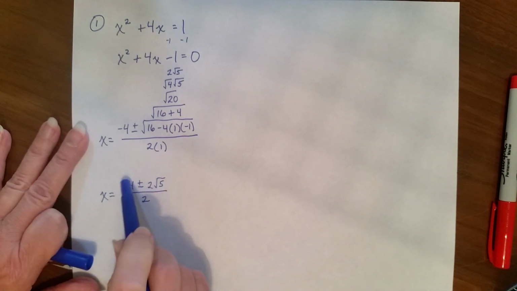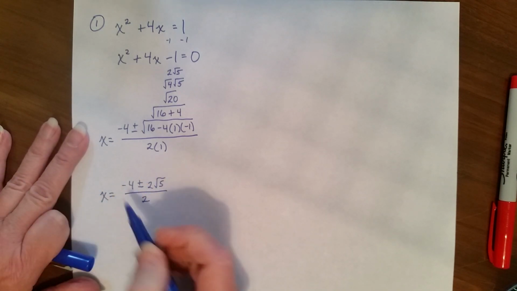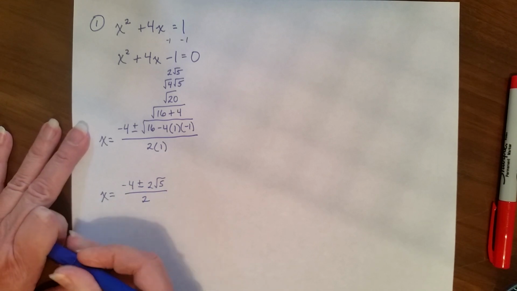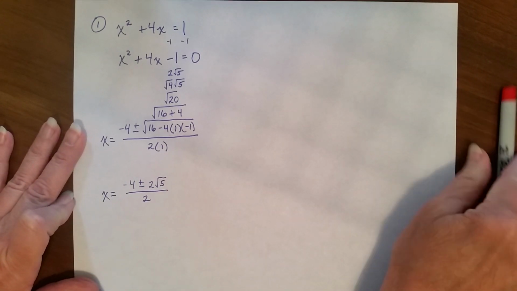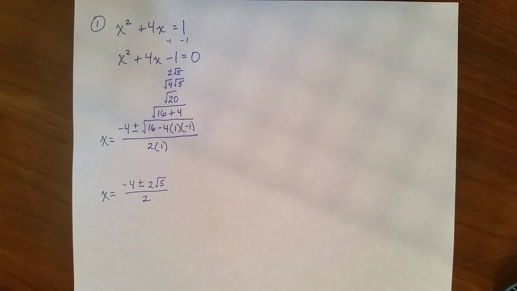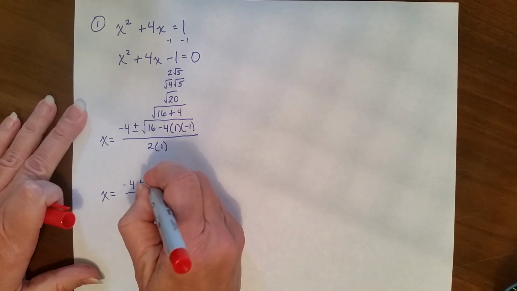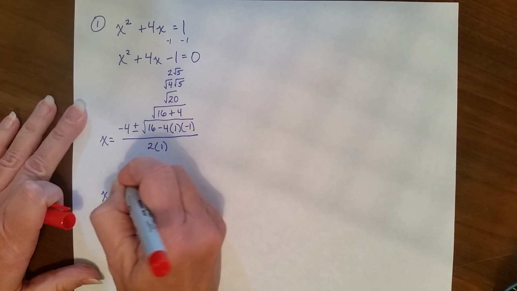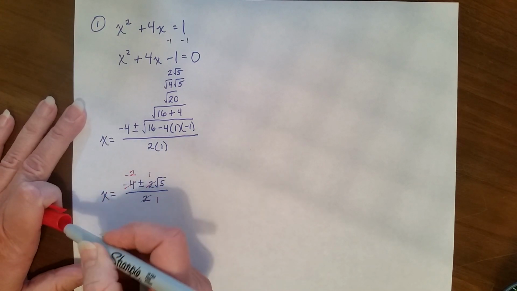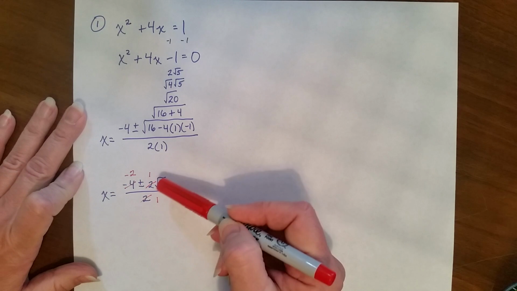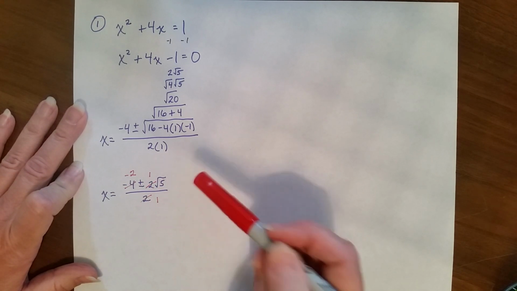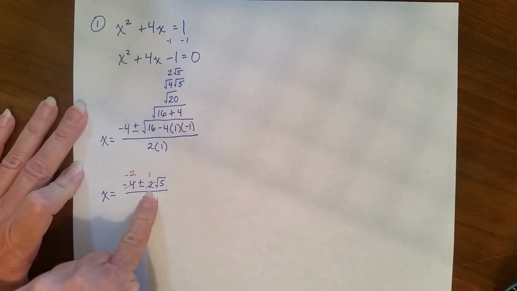Okay, now notice I have 3 terms. Each of these terms is divisible by 2. So we're going to simplify by dividing by 2. 2 divided by 2 is 1, 2 divided by 2 is 1, and -4 divided by 2 is -2. Okay, do not cancel what's under the root. Only cancel what's outside of the radical right here.